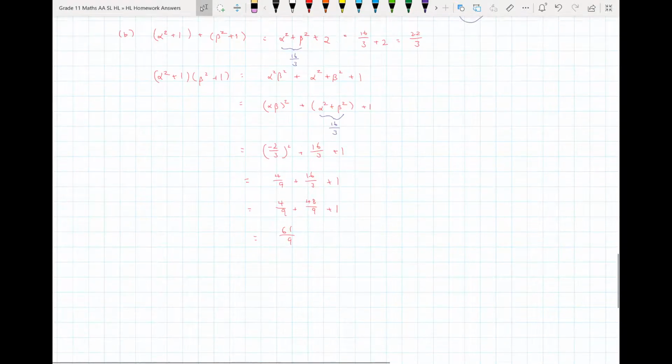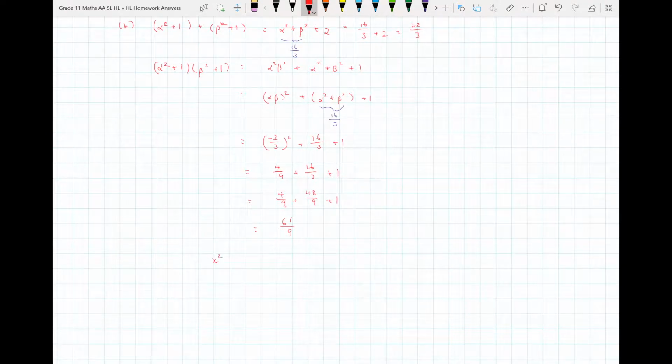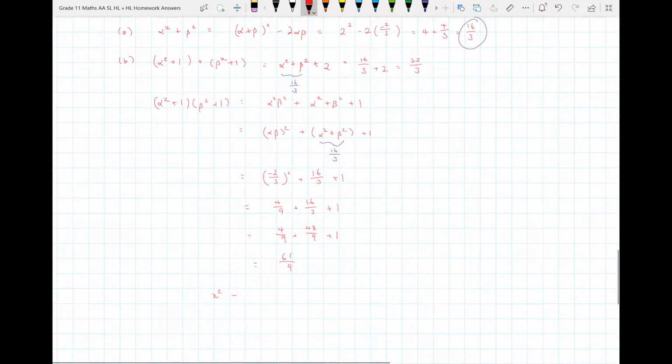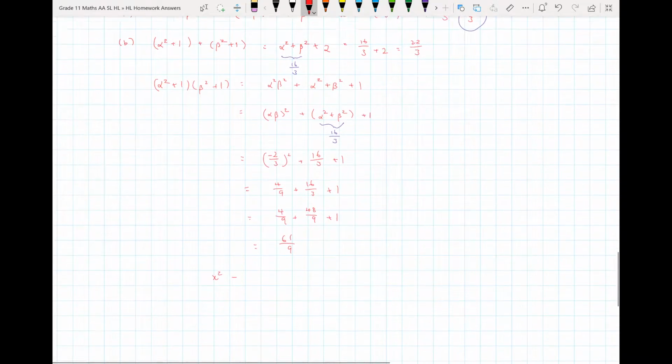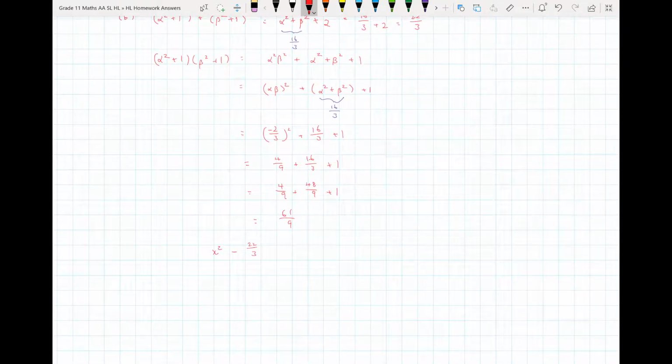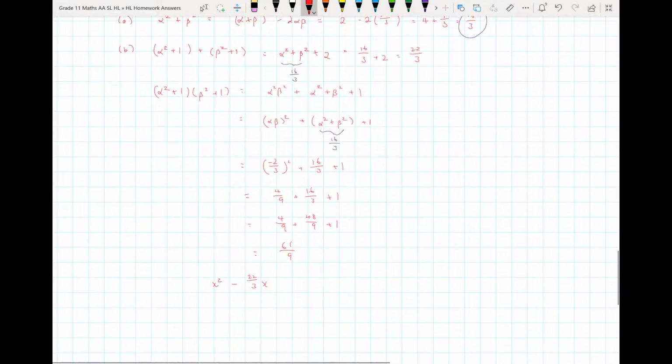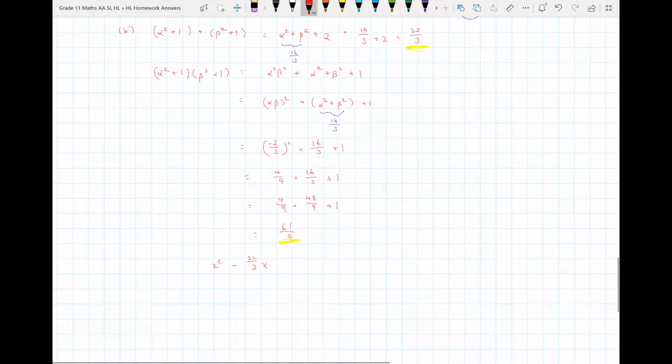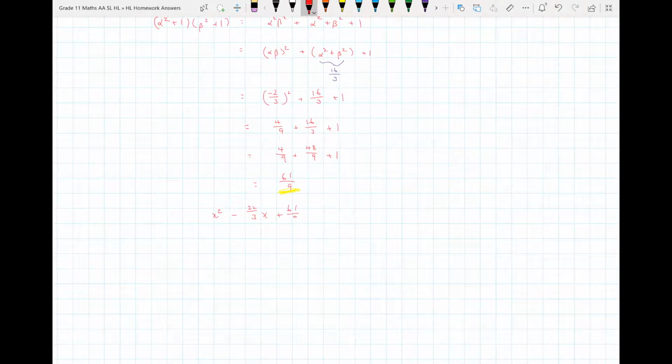And what integer coefficient? So this time it does an integer, so we can just simply write down x squared minus, what's part A? Sorry, I mean 22 over 3. I mean this number here, not part A, this number here. So I'm looking at these two numbers. And then plus 61 over 9 equals 0.